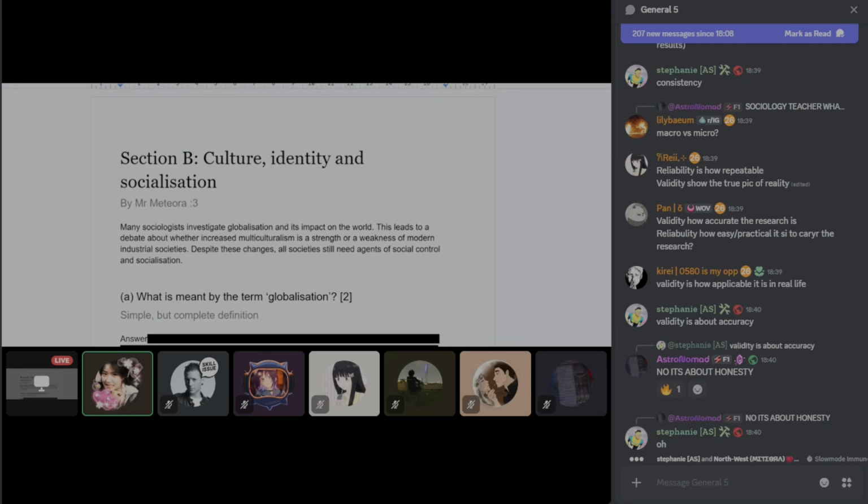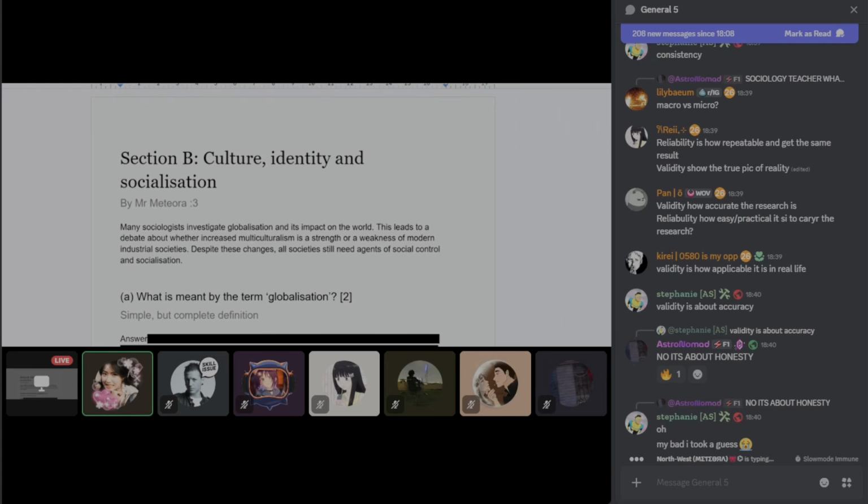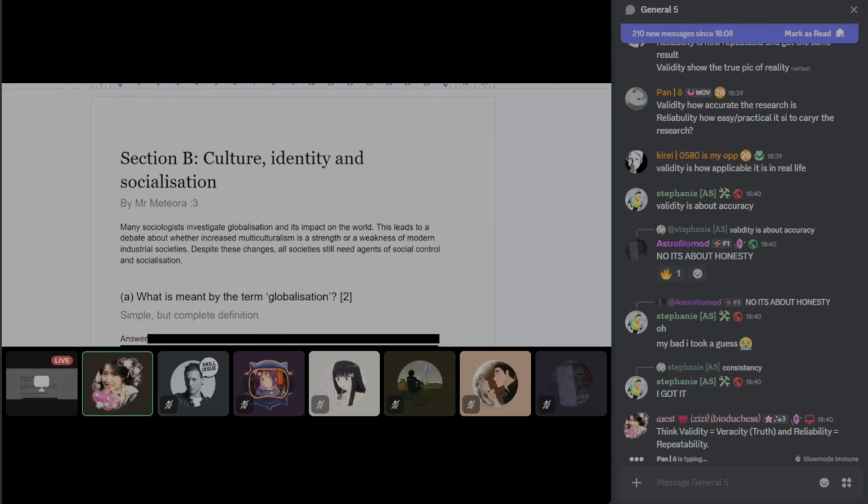Now, reliability is more about consistency. If someone else did the exact same study, would they get the same results? A structured interview with fixed questions is highly reliable because any researcher can read those same questions and get similar types of answers. What I personally do to remember it is remember it like this.